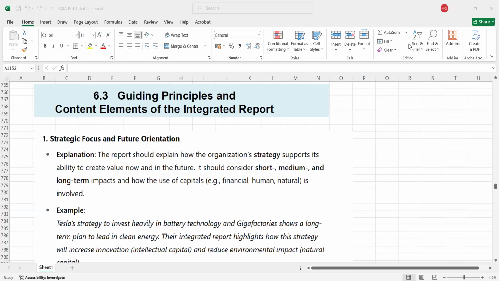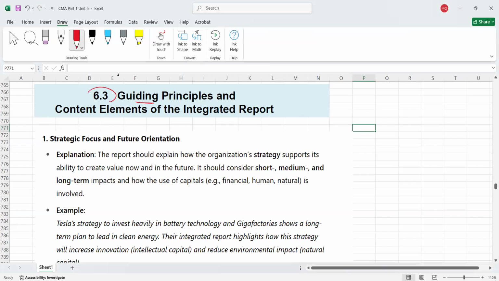So today we are going to talk about the guiding principles. It's the third topic under integrated reporting, 6.3, unit 6, topic number 3. So we are discussing today the guiding principles and content elements of the integrated report. First we need to understand the basics of this topic. I'll start from the content elements of the integrated report.